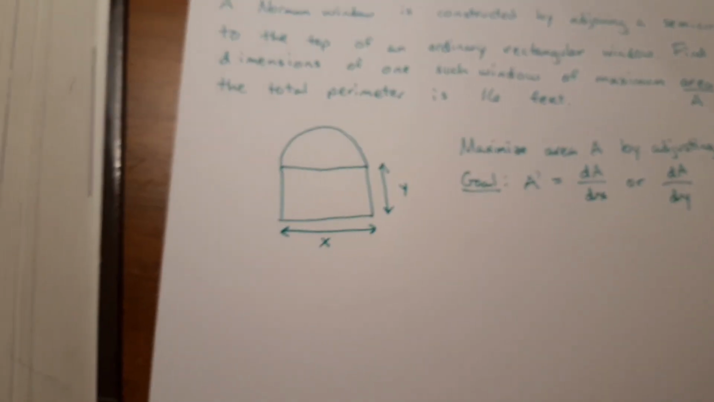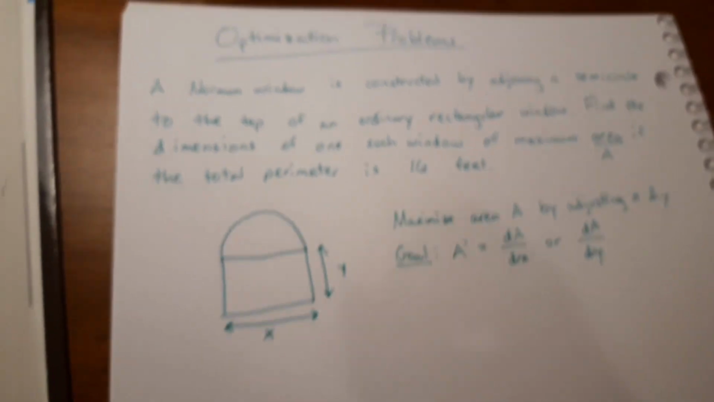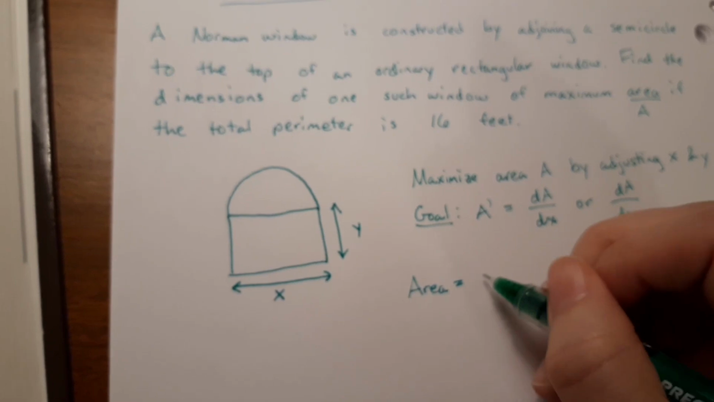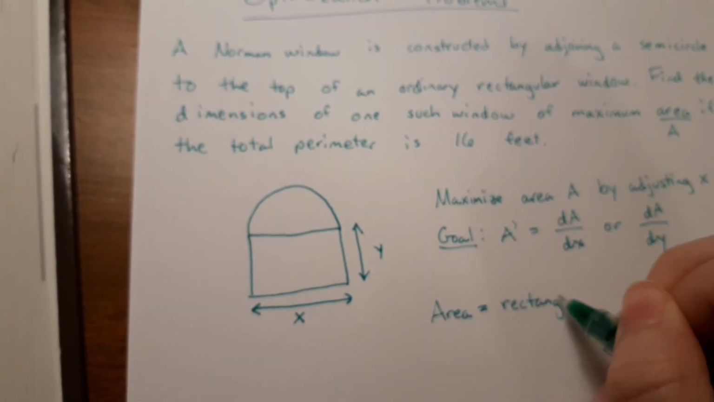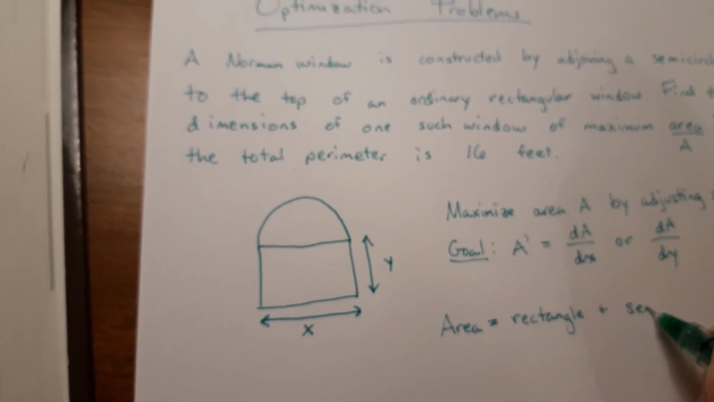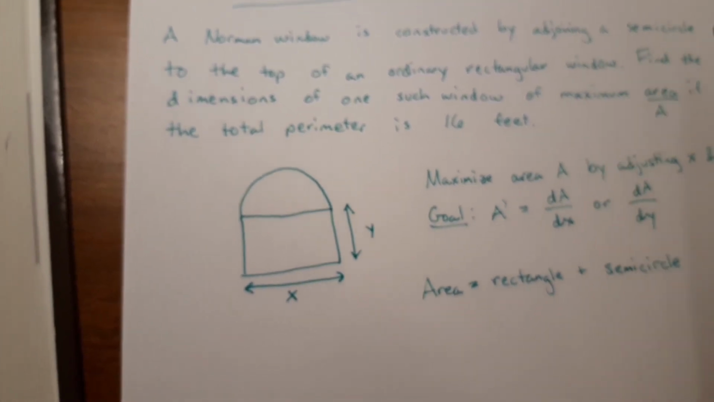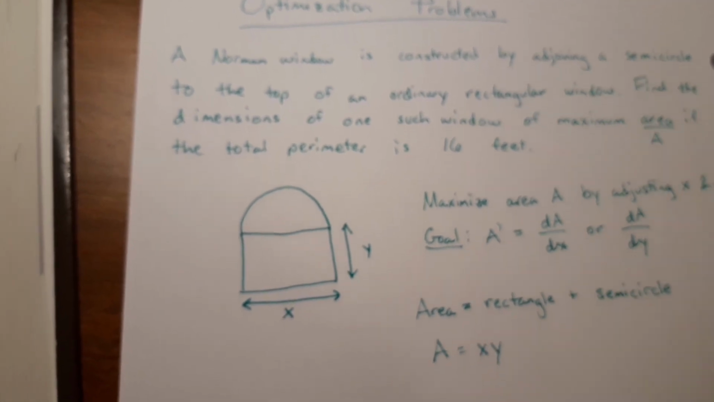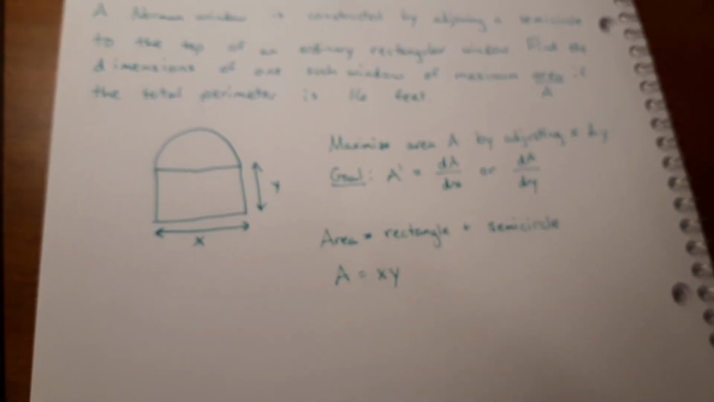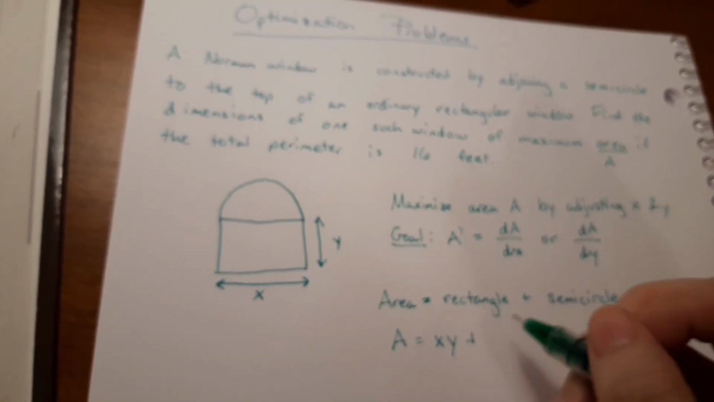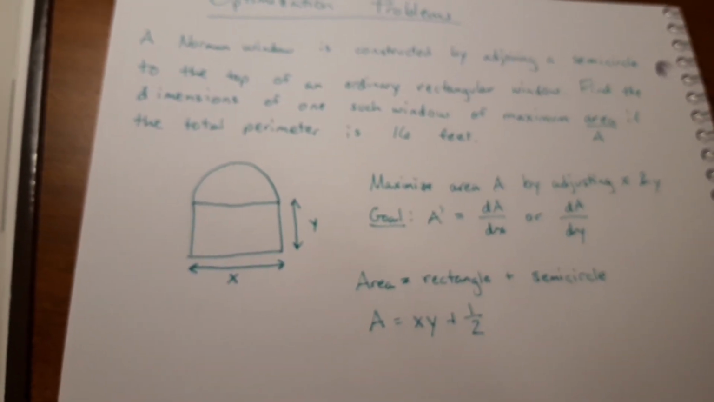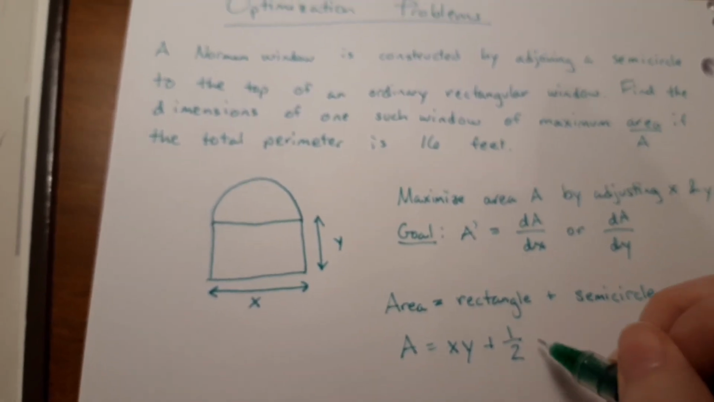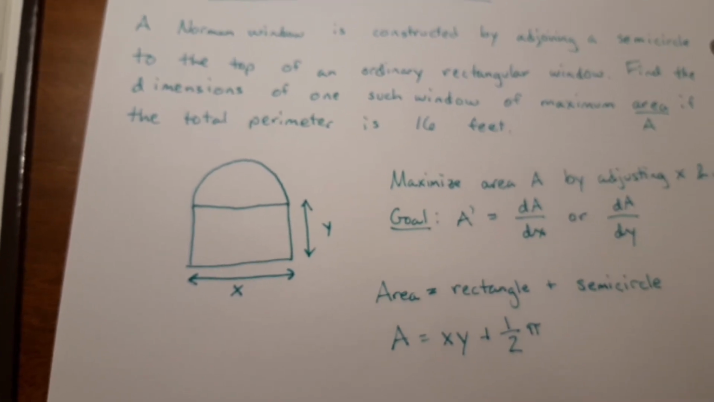So if we look at this, we have a semicircle and we have a rectangle. And so the area of this is going to be the area of the rectangle plus the area of the semicircle. The area of the rectangle is going to be x times y. And then the area of a semicircle is going to be 1/2 pi r squared. So we need to figure out what our radius is in terms of x and y.